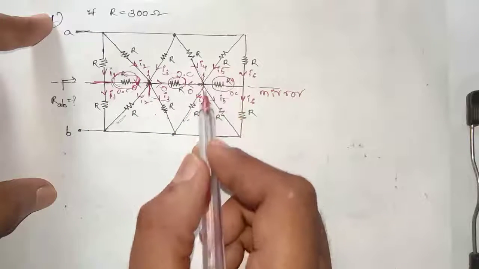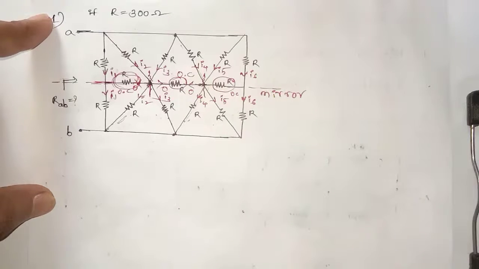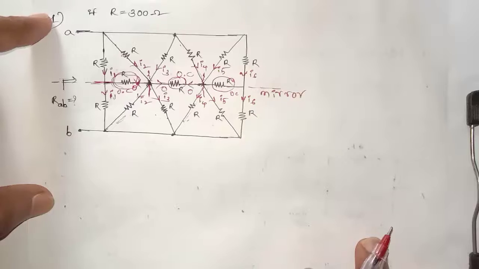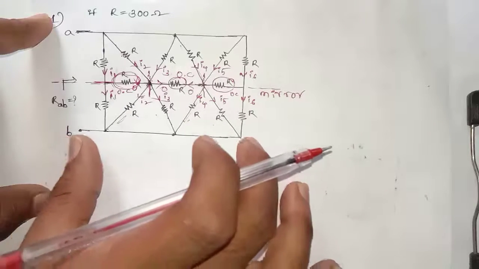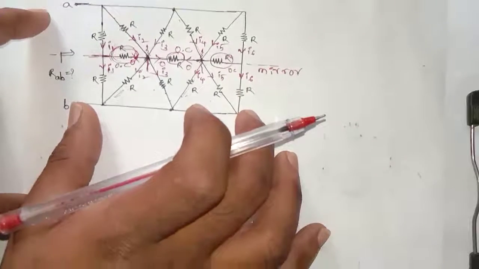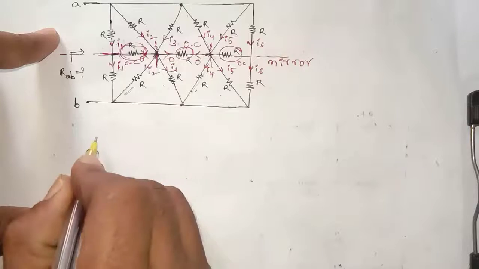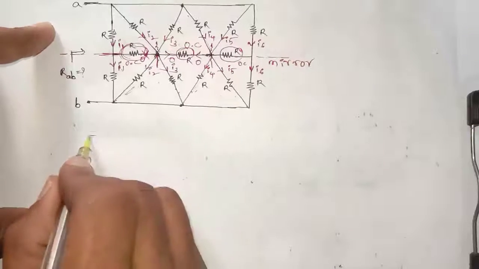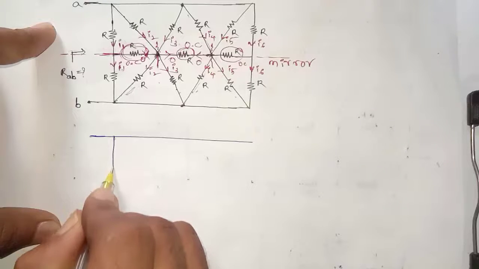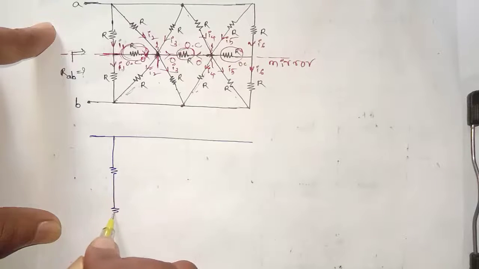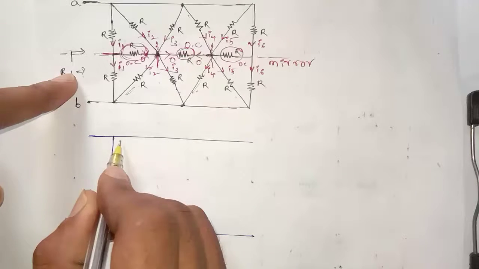Okay, like this. If I draw the equivalent resistance after applying the mirror symmetry concept here, how will our equivalent circuit look? Our equivalent circuit will be looking like this, right?